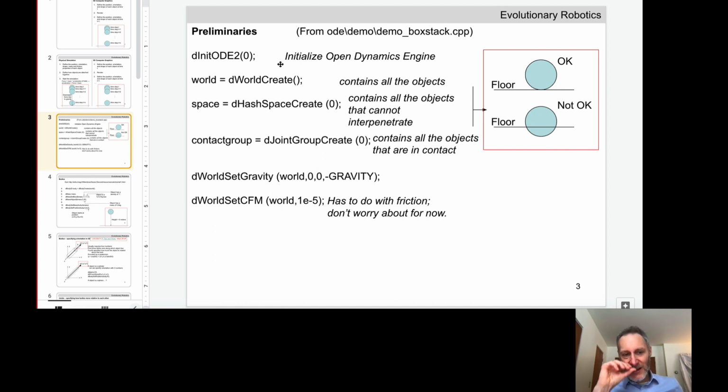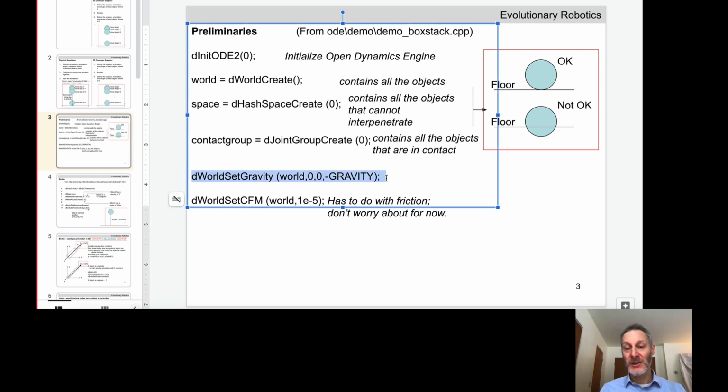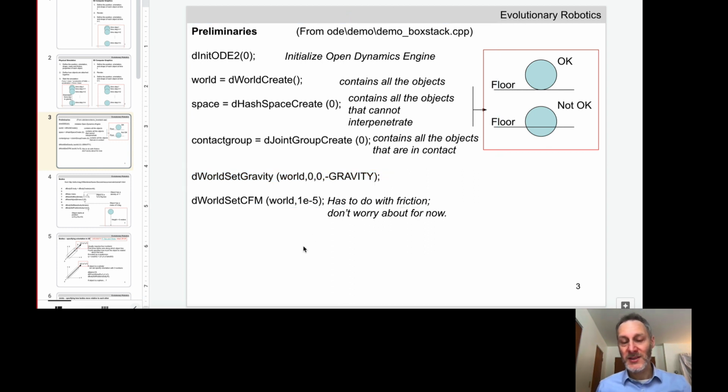What you're looking at here is some of the code that would be run at the beginning of a physical simulation. So this is before you start actually simulating the scene. You're setting the initial conditions of this world. In ODE, you create a world itself. You set the gravity of that world. So you can simulate Earth, you can simulate Mars, you can simulate the moon.